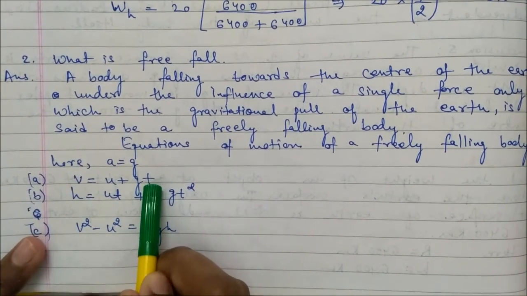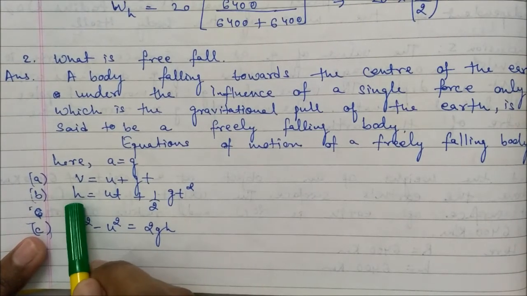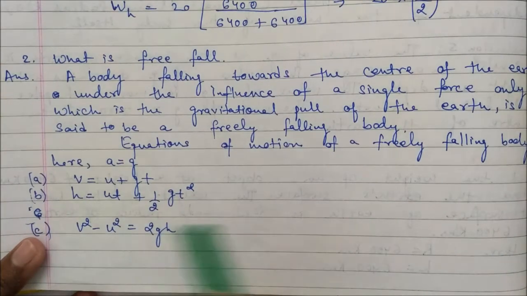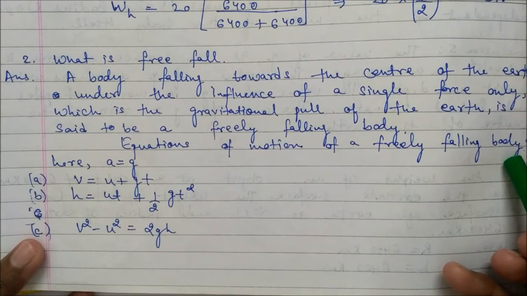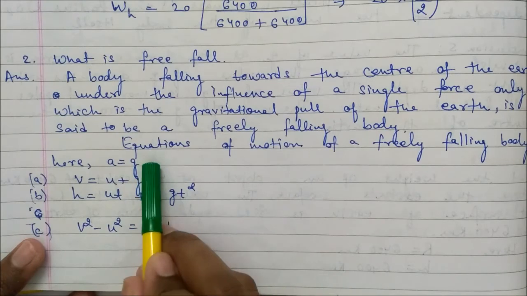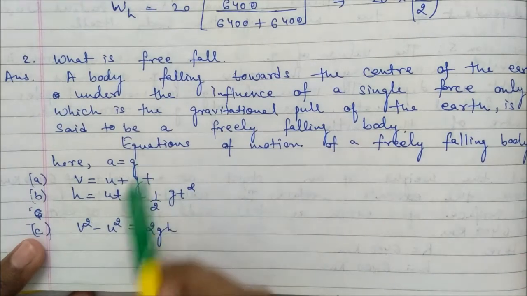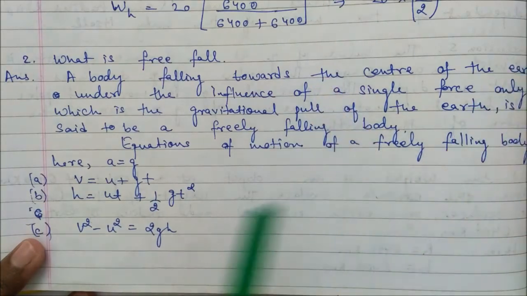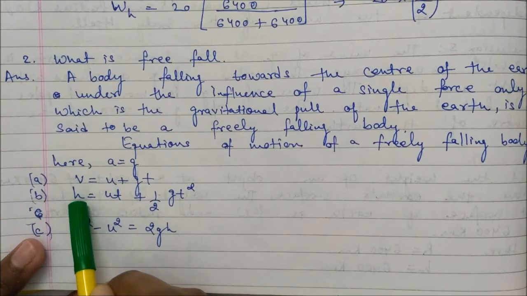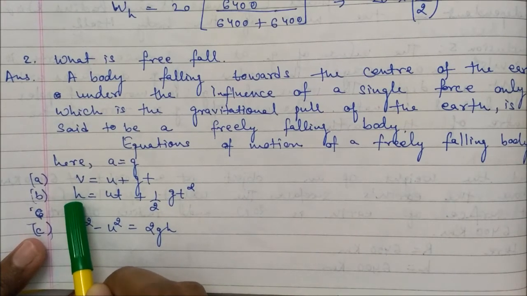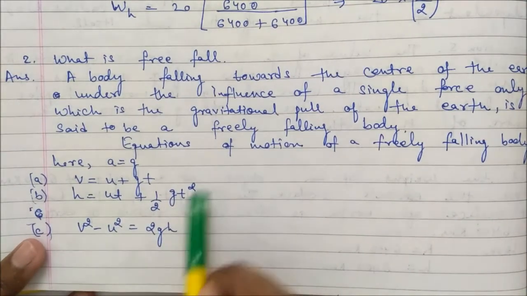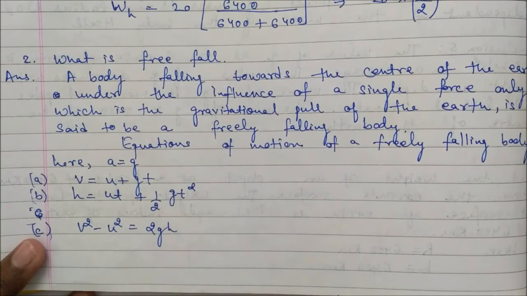Likewise, the second equation is S is equal to UT plus half AT square, in general. But for a freely falling body, we are going to put the value of A as g. And one more thing, the displacement will be what? The height covered by the body, right? So displacement will be h here. The value of small s will be h. So h is equal to UT plus half gT square. In place of A, we have taken small g.